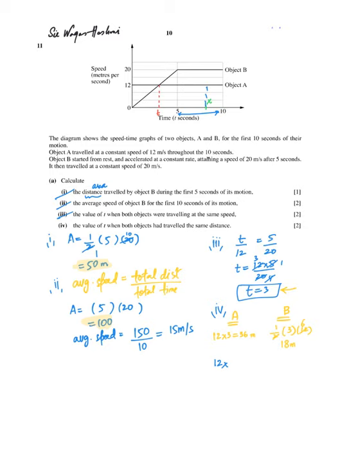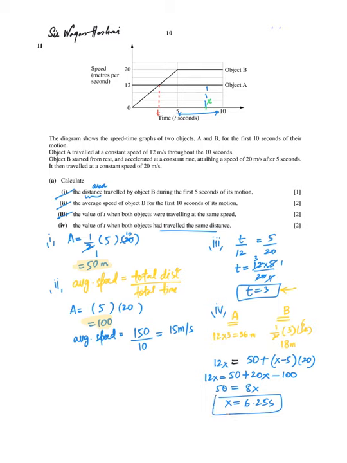And for object B, firstly, the area of the triangle is complete, and we found the area of the triangle in the first part, it's 50. So it's 50 plus the area of this part. The base will be x minus 5 times height, which is 20. So it will be x minus 5 times 20. Now in the question it says they traveled the same distance. So now you need to equate these two and solve for x. After solving, you will get the value of x as 6.25 seconds. That means at this value, both object A and B traveled the same distance.